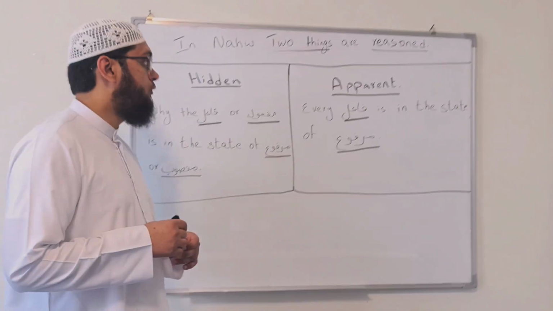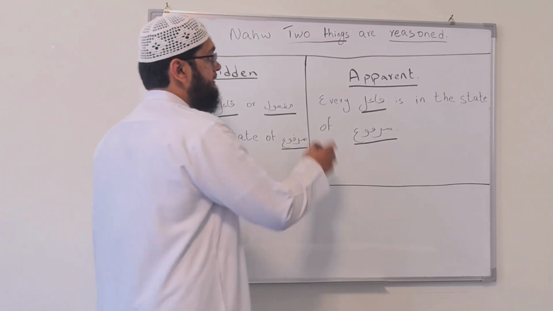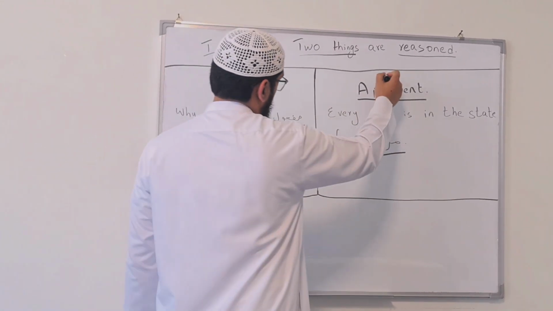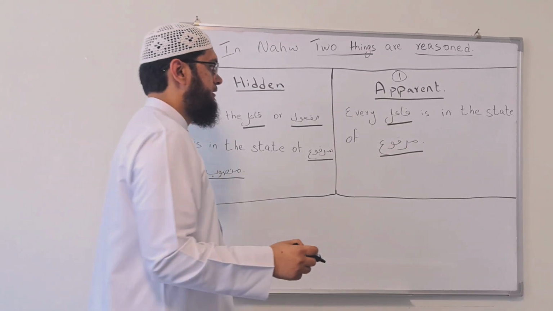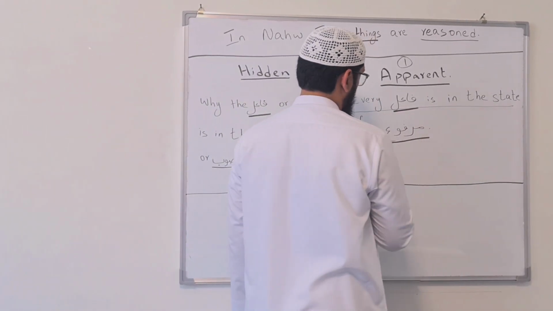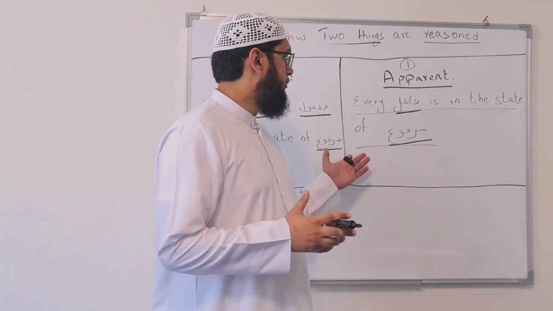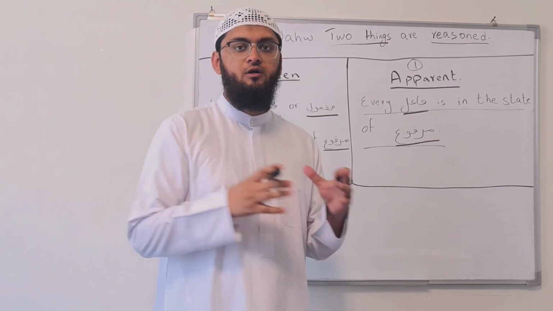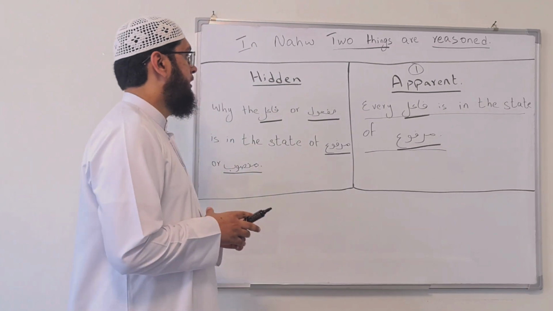Moving forward, now we will talk about the subject of Nahw. There are two things that are reasoned in this subject. Number one is the apparent things. For example, every fa'il is in the state of marfu. That's apparent in Nahw. Every fa'il will be in the state of marfu, governed as a marfu letter or marfu kalima.